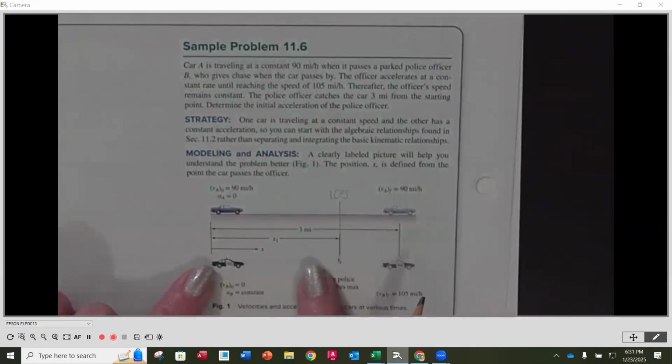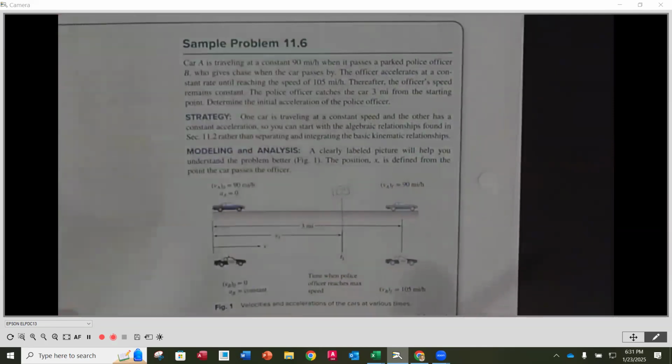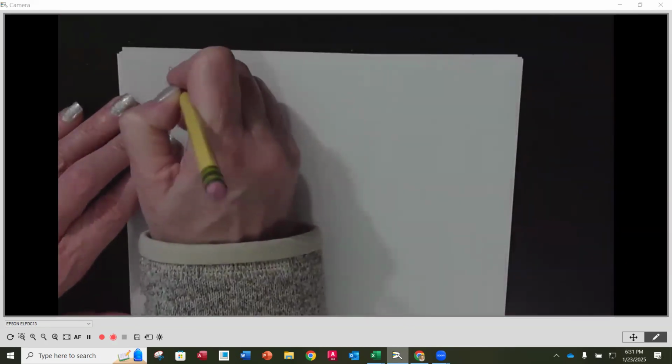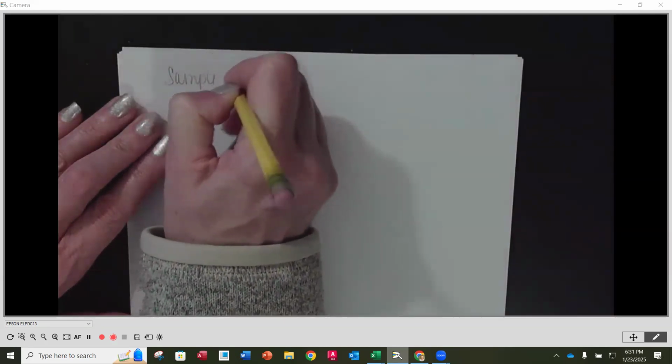Okay, right. So let's first write down what we're given and the conditions that we're under for each one of the cars, and then we'll proceed to do our solution. So I'm going to put this away for a second, and we'll come back to it. But this is sample 11.6, okay? And again, we're going to start with car A.